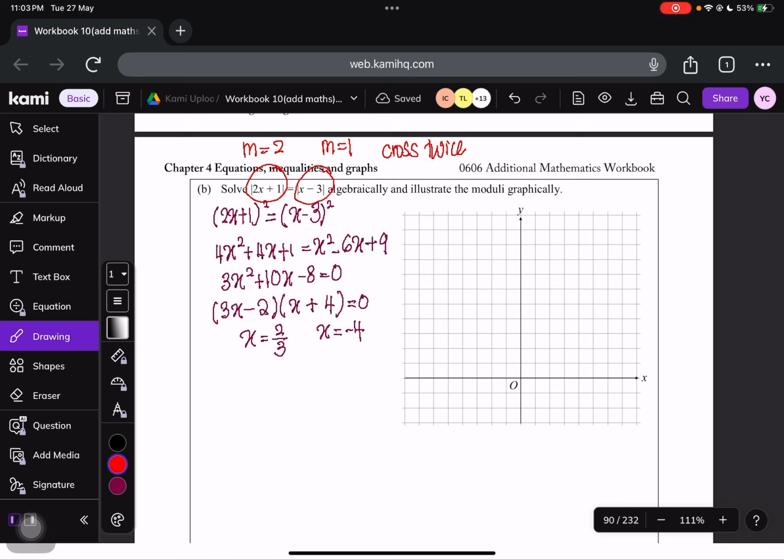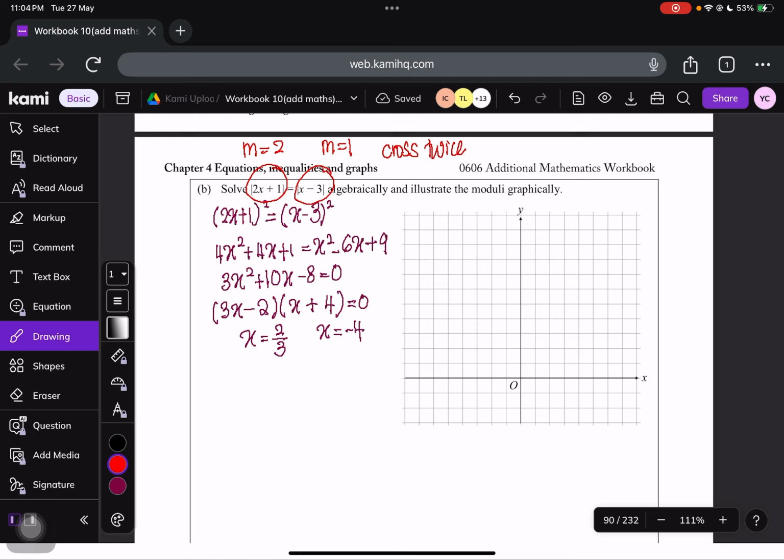So when we draw our graph now, we will expect that it will cross 2 times. And you must also make sure that they cross 2 times. Because in the exam, if I give you 2 equations of different gradient, and you only cross 1 point 1 time, then I will still mark you wrong. You have to know yourself.